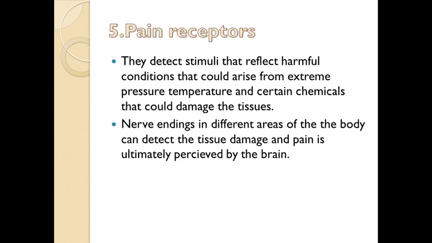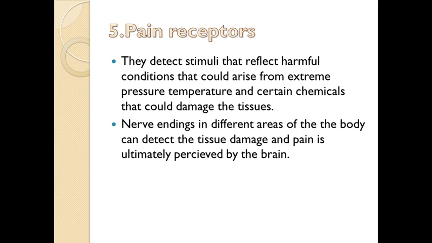Now the last type of receptors to consider is pain receptors. Pain receptors detect stimuli that reflect harmful conditions that could arise from extreme pressure, temperature, and certain chemicals that could damage the tissues. Nerve endings in different areas of the body can detect the tissue damage, and pain is ultimately perceived by the brain.